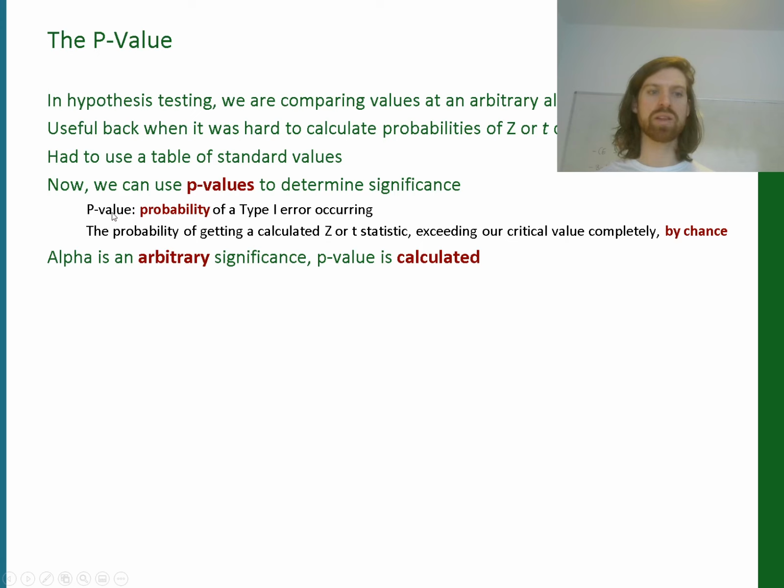You should remember that the p-value is equal to the alpha value, so it's the probability of a type 1 error occurring, that's a false positive. That's something we want to be very cautious of, much more cautious than of a type 2 error, which is essentially a false negative. So it's the probability of getting a calculated Z or T statistic exceeding our critical value completely by chance. We've already discussed this in terms of it being equal to the alpha value. The alpha is arbitrary, whereas the p-value is calculated.